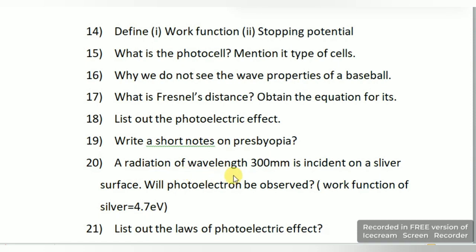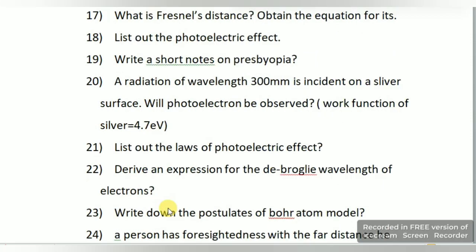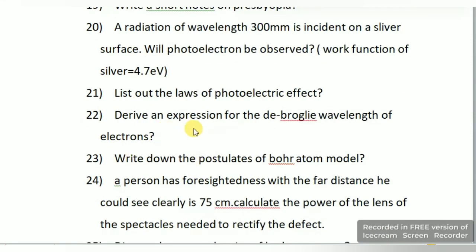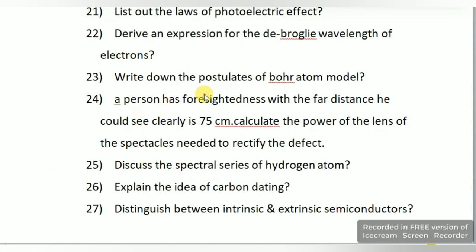Next, a radiation of wavelength 300 nm is incident on a silver surface. Will photoelectrons be emitted? Work function of silver is 4.7 eV. Next, list out the laws of photoelectric effect. Next, derive an expression for the de Broglie wavelength of electrons. Next, write down the postulates of Bohr atom model.